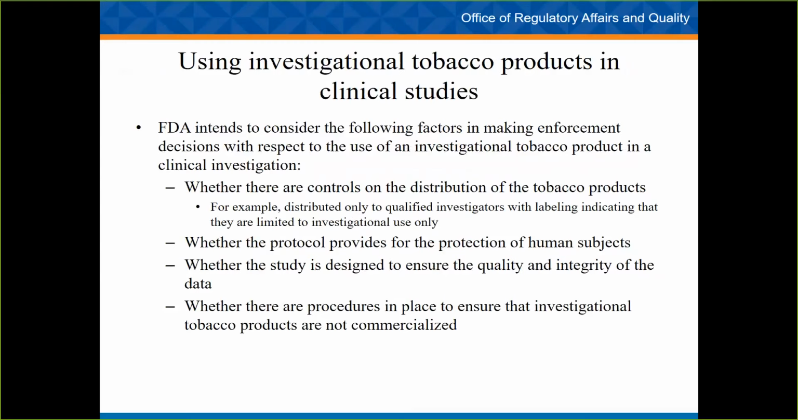So this is kind of a repeat of that second bullet, but the things that FDA considers the most important to an ITP and what they're really going to be looking for is that you're controlling the distribution of the tobacco product. It's only being distributed to qualified investigators, that it's clearly labeled that it's limited to investigational use only, that your protocol provides protection of human subjects, that your study is designed to ensure quality and integrity of your data, and they want to make sure that you're not commercializing your product in any way.